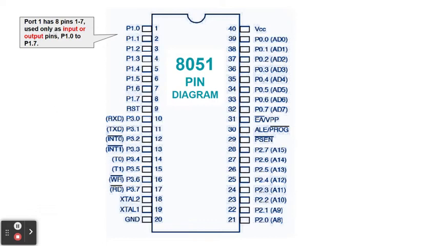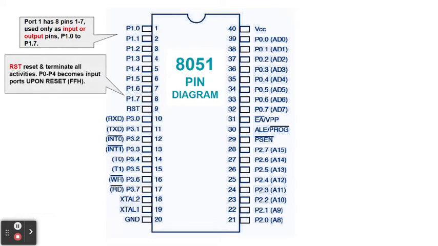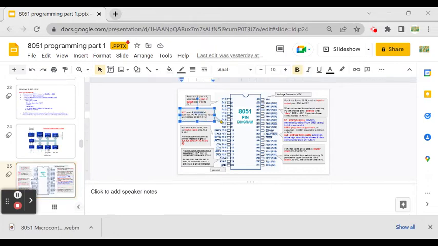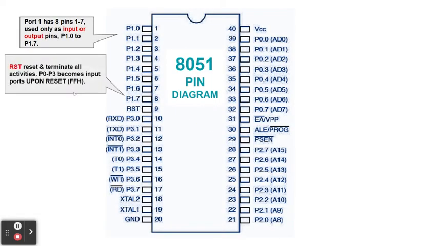So again, port 1 has 8 pins, used only as input or output pins, P1.0 to P1.7, with no other third function. The reset, RST, terminates all activities, and P0 to P3 becomes input ports. Actually, we have to correct that one, it should be P3, not P4. So P0 to P3 becomes input ports upon reset.